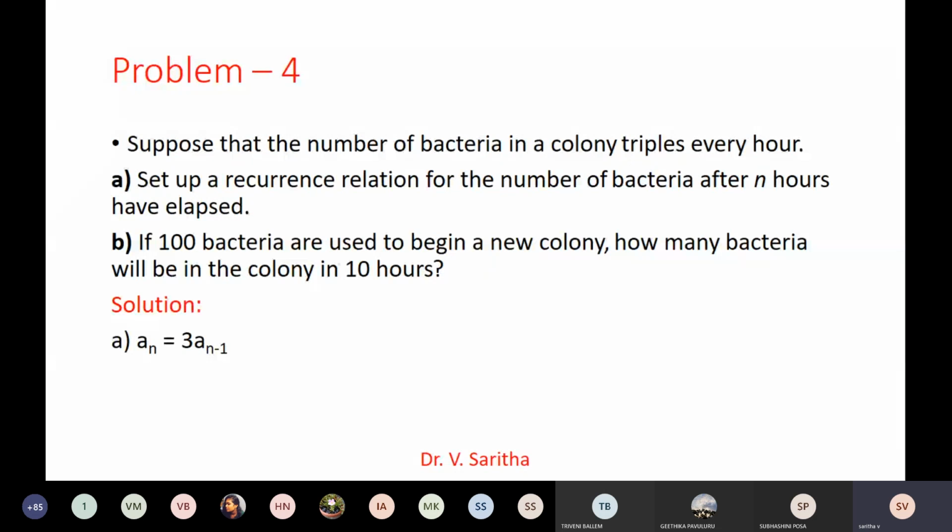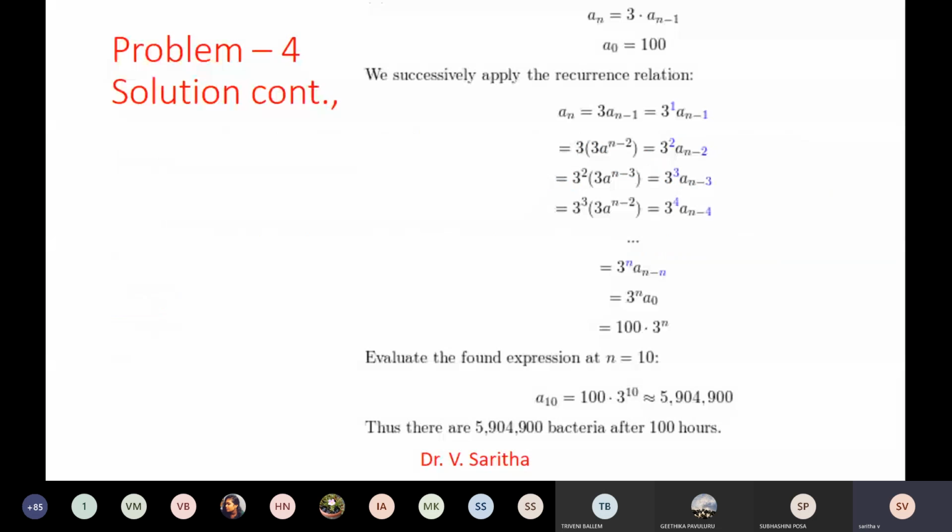So what is the answer for the B part? 3 power 10 into 100. Yes, a10 equals 3 power 10 into 100. So your answer goes like this. You can go through it if you have any doubt.